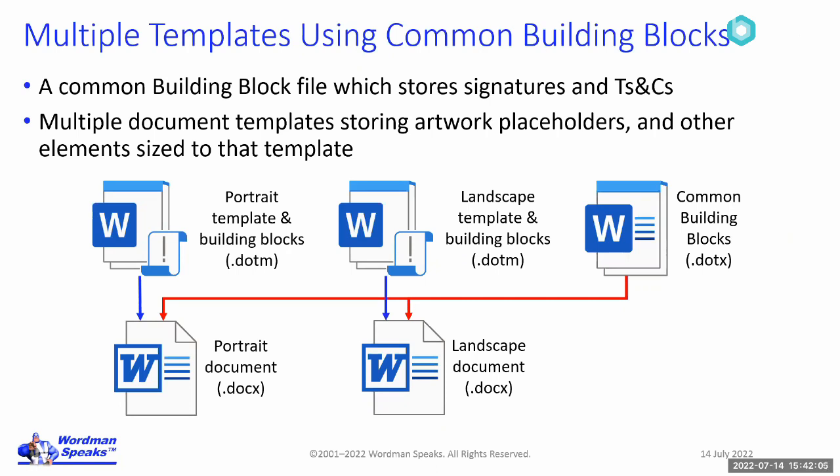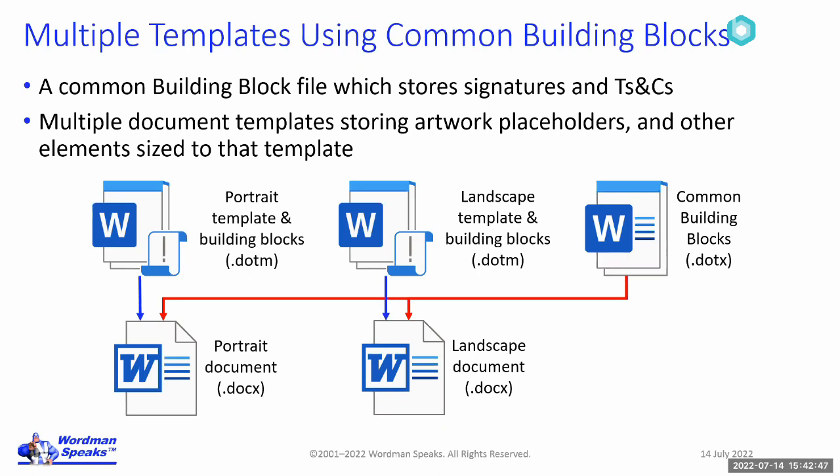We have two templates. We have our portrait template and our landscape template, or our A4 and our US letter, or whatever it may be. Those actually have macros in as well, so those are .m files. And so if I'm working on, say, the landscape document, which is in the middle at the bottom, I can get building blocks and macros from the template associated with the landscape document, which is the one directly above it. But I can also get building blocks from that common building blocks file, which is in the red line. Okay, hopefully that makes sense.